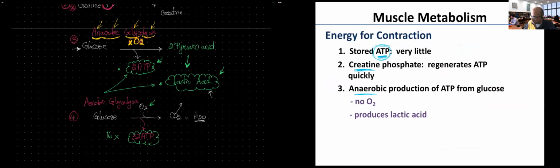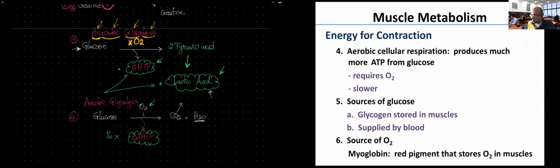All right, so again, started by ATP, then creatine phosphate, then anaerobic production of ATP from the glucose. Again, remember, this doesn't require oxygen, but the problem here is that it accumulates lactic acid in my muscles, causing muscle fatigue. If I kept contracting for a longer duration, a low intensity workout, I would be performing aerobic cellular respiration, which requires oxygen, but it is much slower.